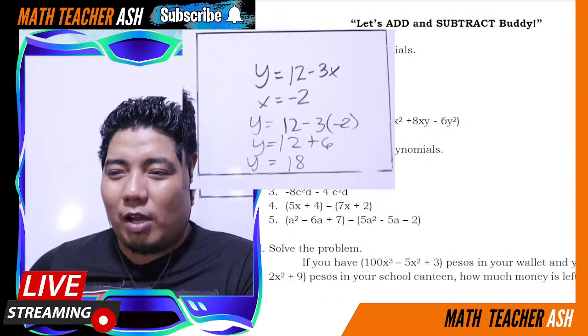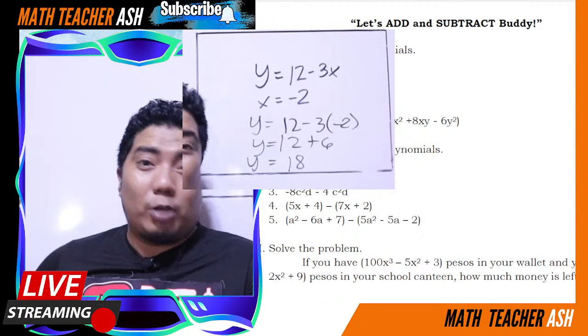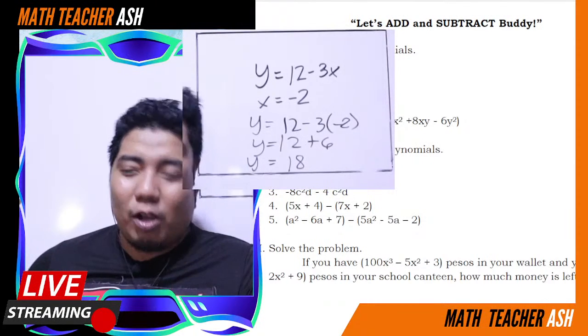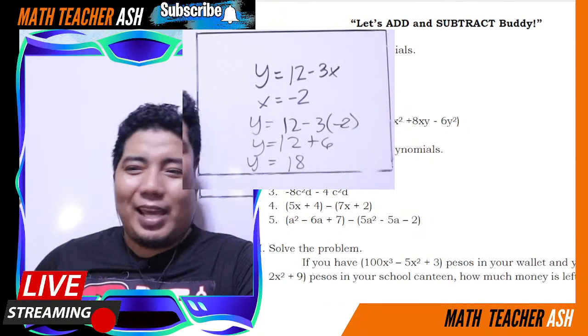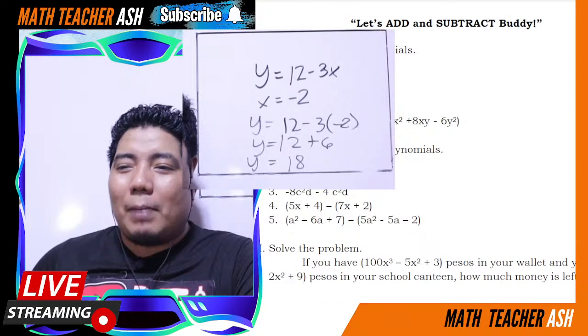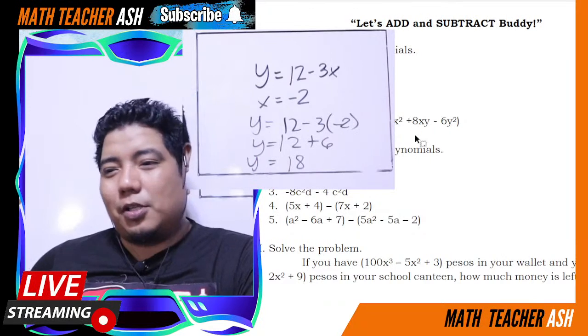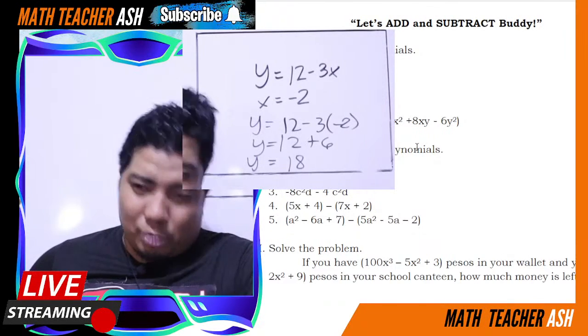How about this one? 4xy plus 10xy. So, pareho sila xy. Okay. So, you can add 4 plus 10, that is 14xy. Okay, so ganun lang din, my dear math learners. Pagsasamahin mo lang kung ano yung magkapareho ng variables. Okay, or kapareho ng terms.